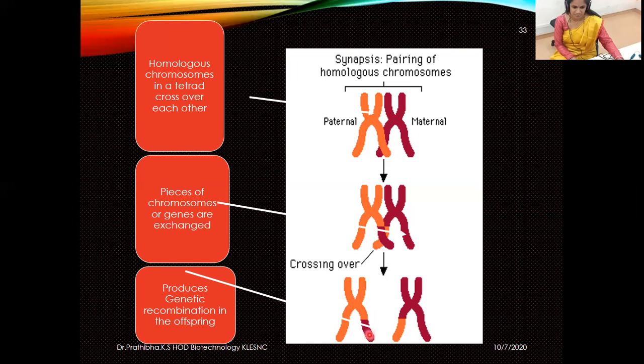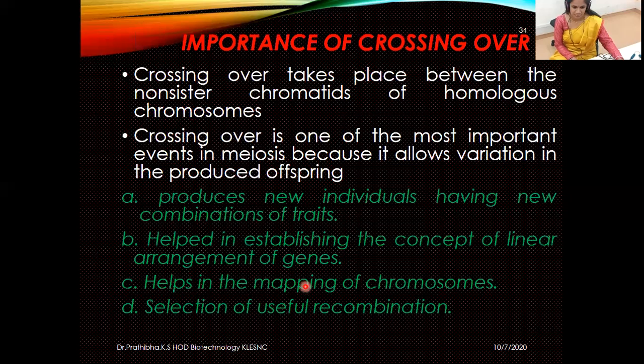Which gives new genes, or new combinations can be seen there. On both sides you can see that particular crossing over. Due to the crossing over, you can see the recombination.